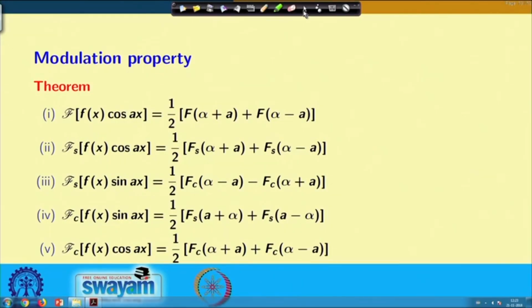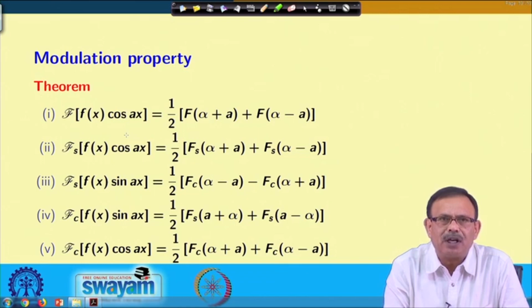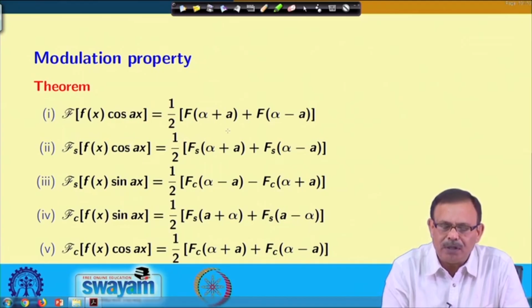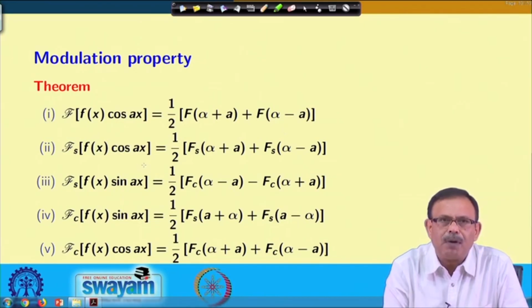The next property is the modulation property, where we are saying that if I multiply f x by cos a x, what will be the effect? I know that Fourier transform of f x is capital F, then Fourier transform of f x cos a x equals half of F of alpha plus a plus F of alpha minus a. Similarly, Fourier sine transform of f x into cos a x will be equal to half of Fourier sine transform of f at alpha plus a plus Fourier sine transform at alpha minus a.